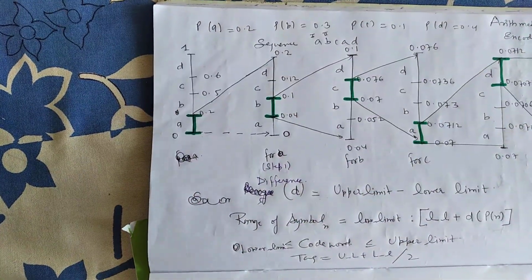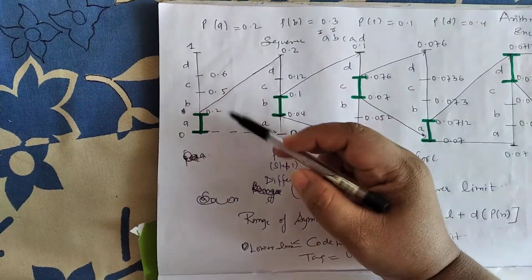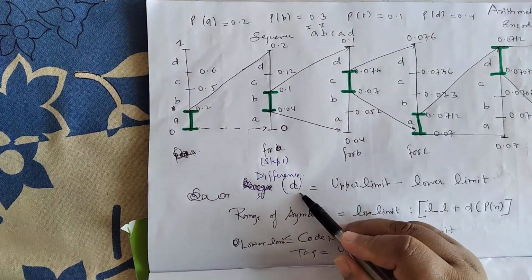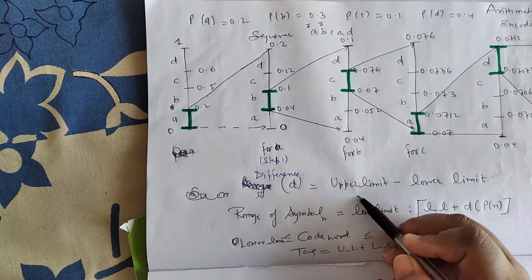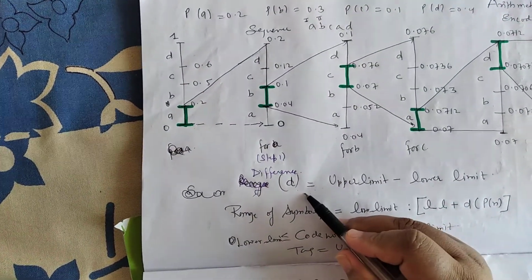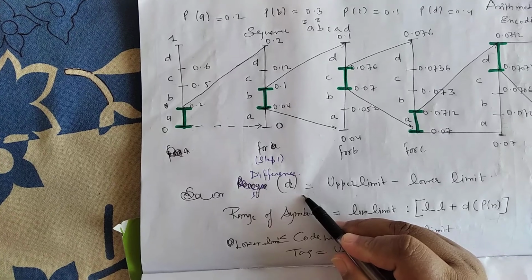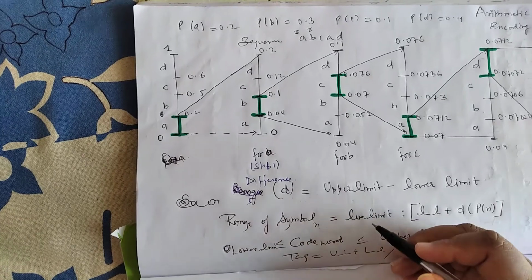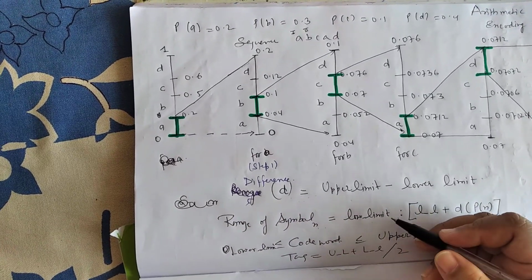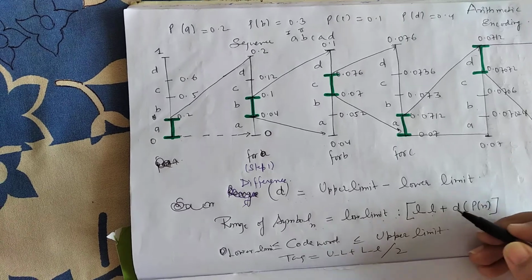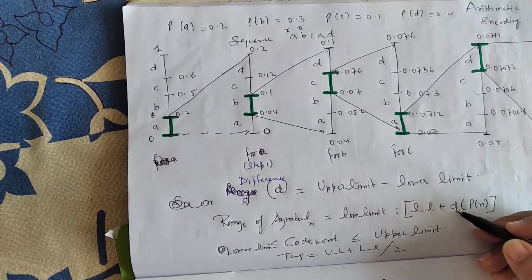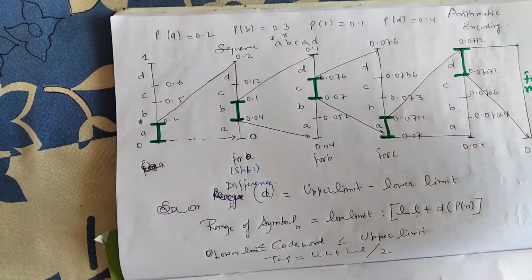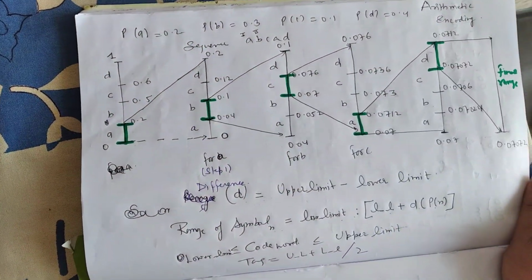Now we will see the sequence. The first character is A, so first we will explore the range of A. At each step we need to calculate D, the difference of upper limit minus lower limit. Whenever we explore a particular range, we find the sub-range for all the characters. The formula for the range of a symbol is lower limit colon lower limit plus D, the difference we calculated, multiplied by the probability of that character. This way we keep repeating it. I'll show in later slides how we calculate the values.